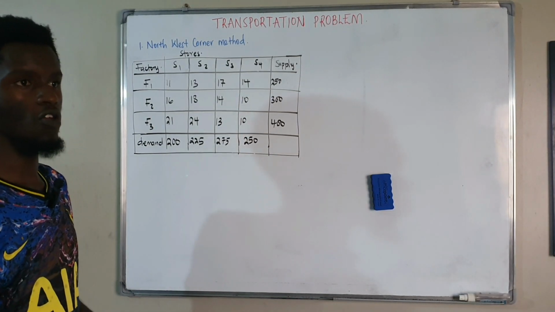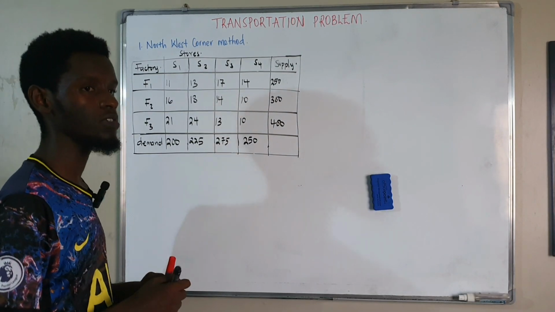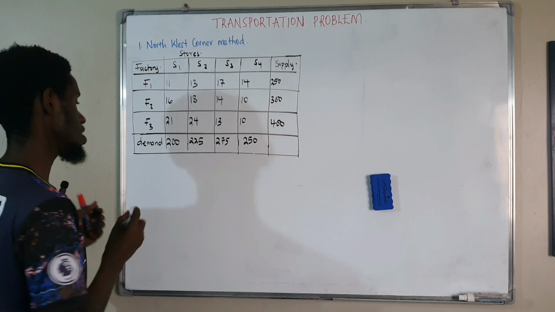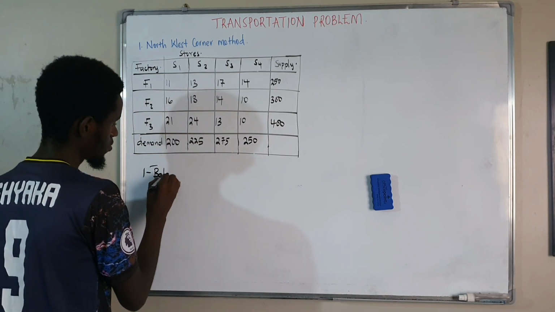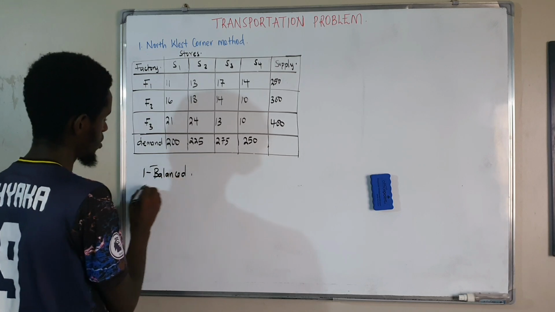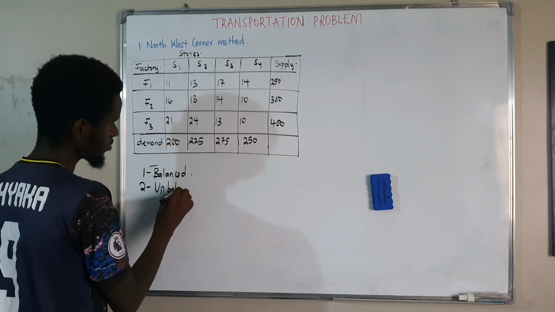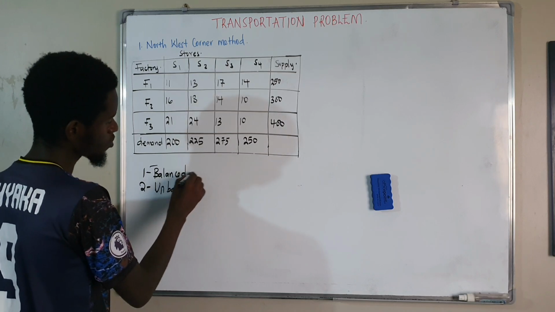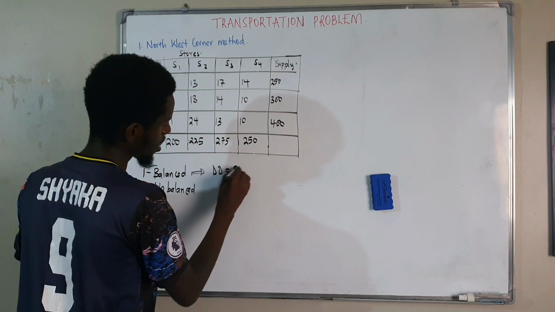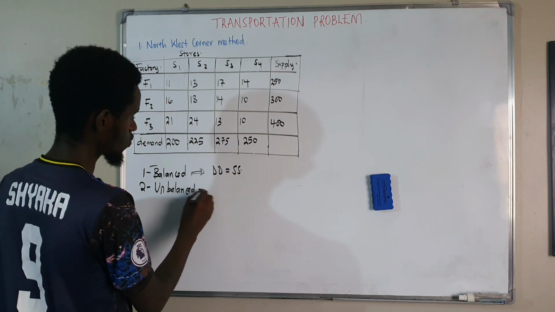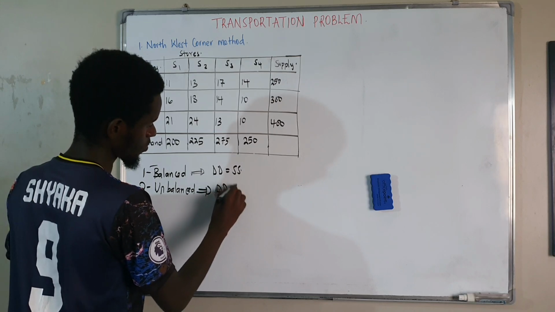But recall that a transportation problem has two types. One is the balanced transportation problem, and the second one is the unbalanced transportation problem. The balanced transportation problem is when the demand equals the supply, and the unbalanced one is when the demand is not equal to the supply.